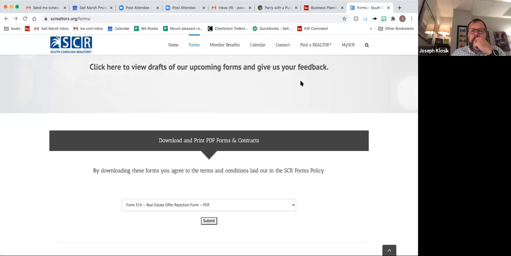All right, so what I wanted to look at really quickly, I'm going to go back in here because we talked about them earlier, are these rejection of offer forms. There are two forms that you have in a situation where your seller is not going to continue negotiating with the buyer. First one is form 315, which is a simple rejection of offer, real estate offer rejection form.